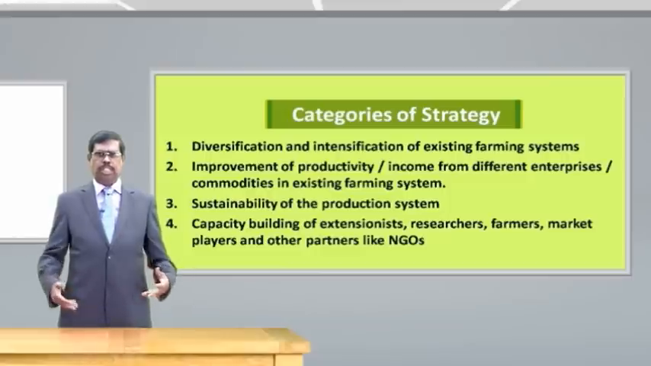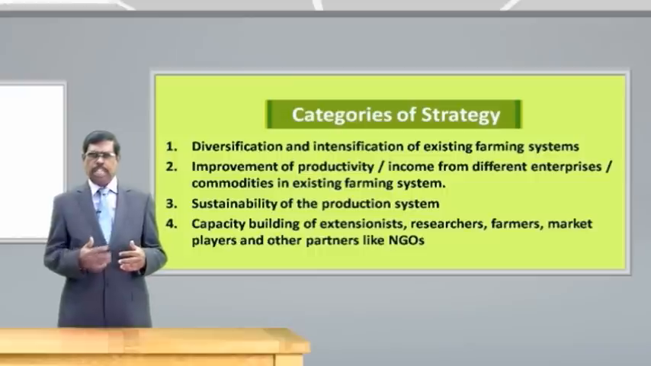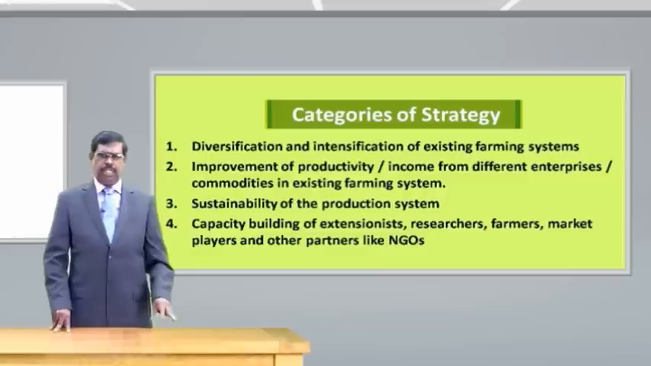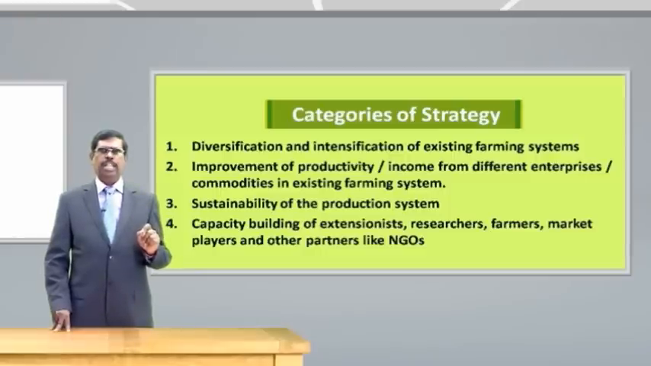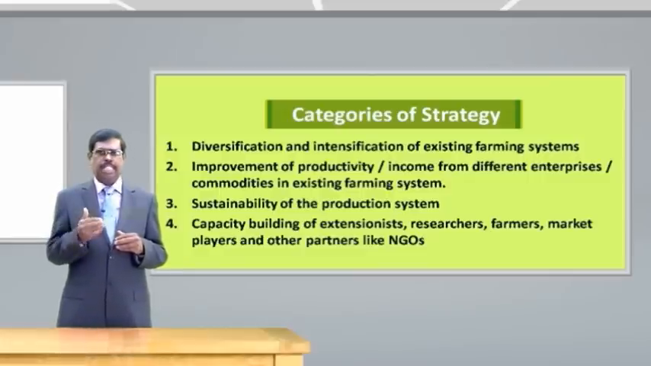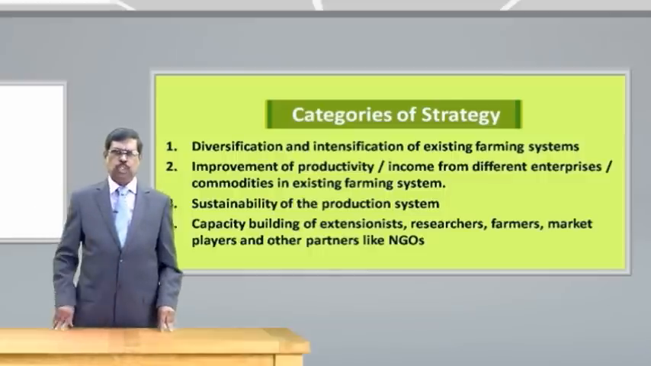Once we develop a new farming system, we need to have some clear cut ways to ensure that these production systems are sustained. Then fourth category is definitely all the stakeholders, they need to be trained. For that, capacity building of extension functionaries, researchers, farmers, market players and all other partners like NGOs and whosoever is contributing to agriculture development. What kind of training is needed for them, what kind of capacity building is needed for them, so that we will be able to make a dent through SREP. So this fourth strategy we have to give.